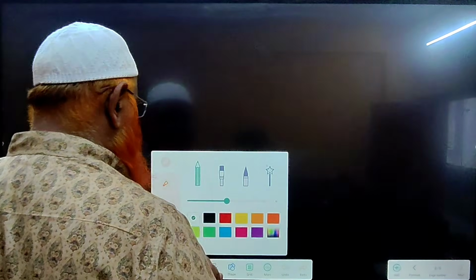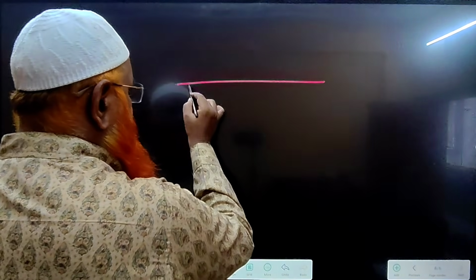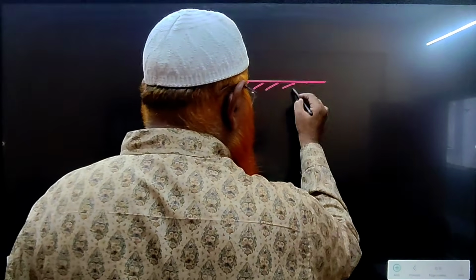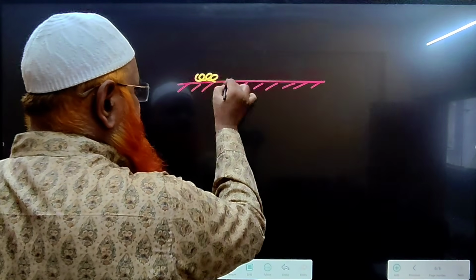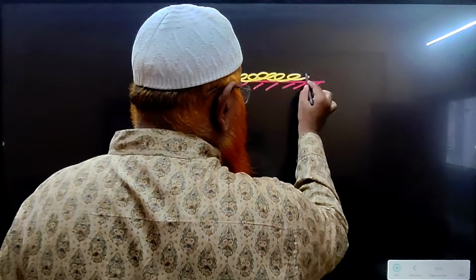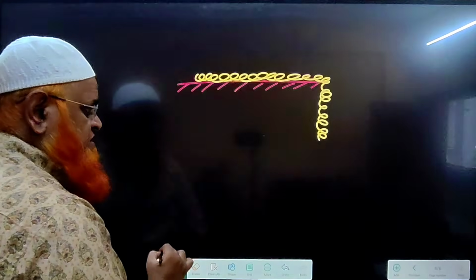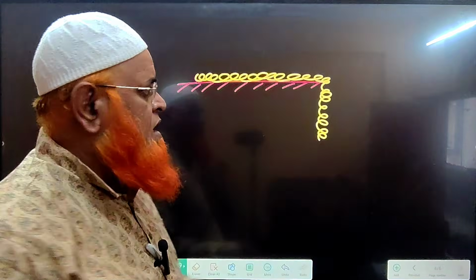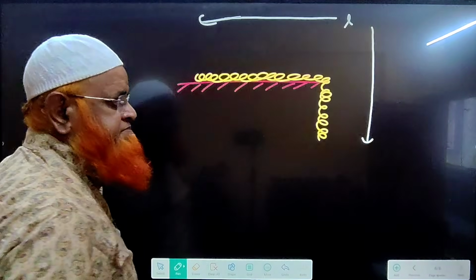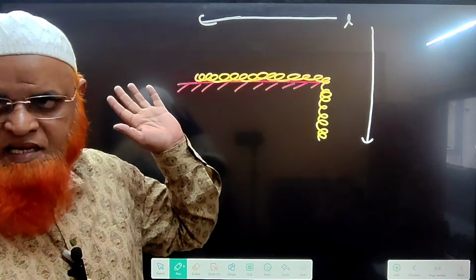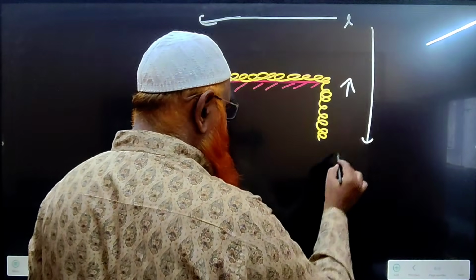Now the next concept is, let us imagine there is a table. This is a table here. On this table there is a chain, and some part of the chain is hanging downwards. So the total length of the chain is L. In that total length of the chain, some amount of chain is hanging.